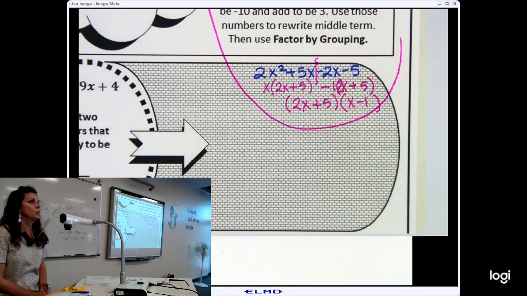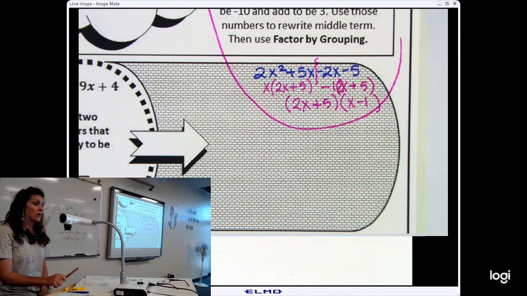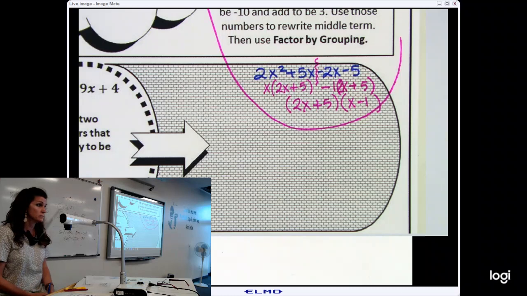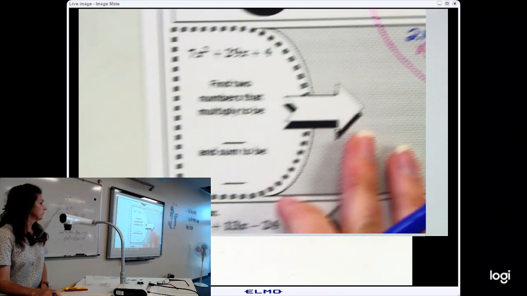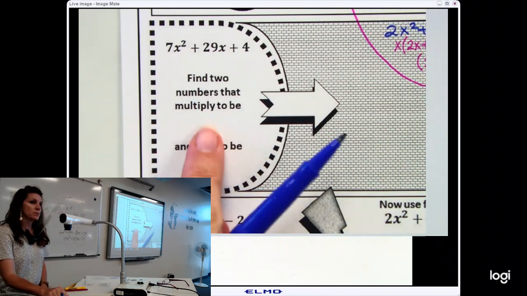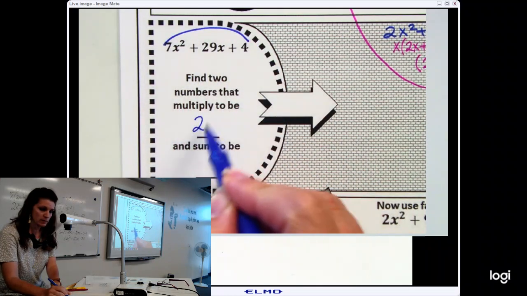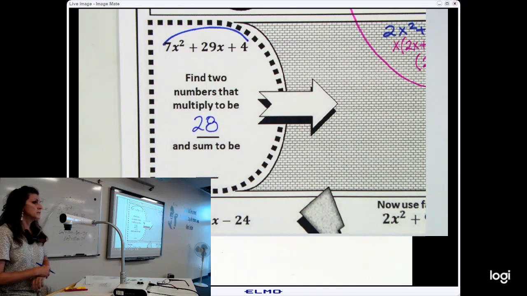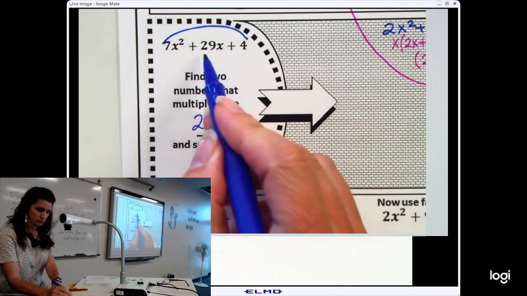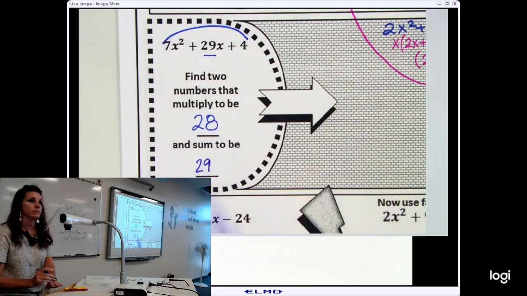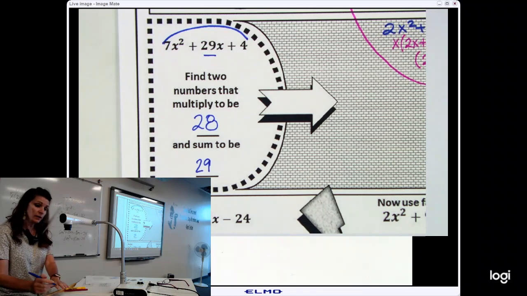So what was the only new step today? The very beginning. The rainbow, right? Finding my two numbers. And also remembering that you can't do the shortcut. So let's look at this problem. I need to find two numbers that multiply to be what? 28. 7 times 4 is 28. And that add to be what? 29. Any thoughts on what those two numbers are? 28 and 1.